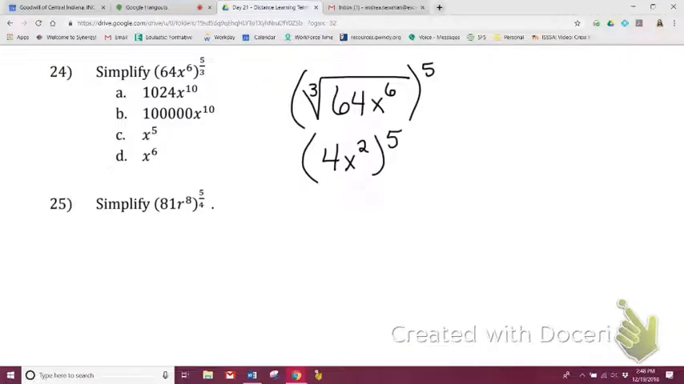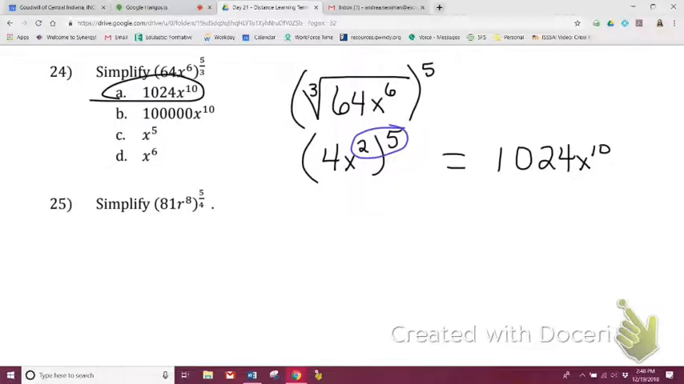Bring down that exponent of the 5 because we haven't done anything with it yet. Now I'm going to take 4 to the 5th power. 4 to the 5th power gives me 1024. And then my exponent here is x to the 10th. So 1024x to the 10th would be my answer, which happens to be letter A.